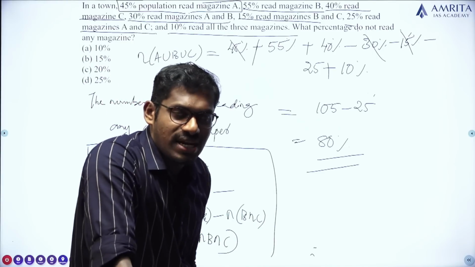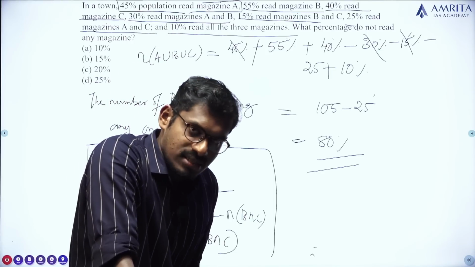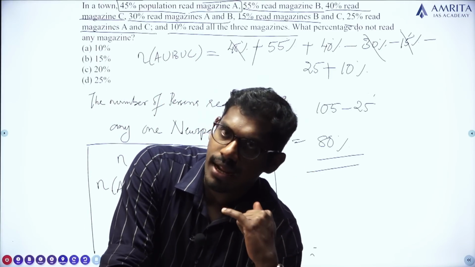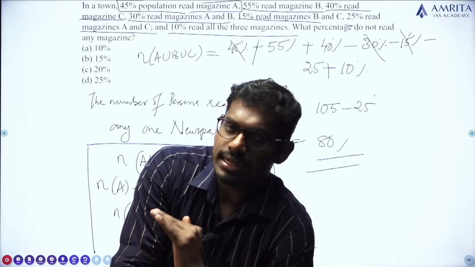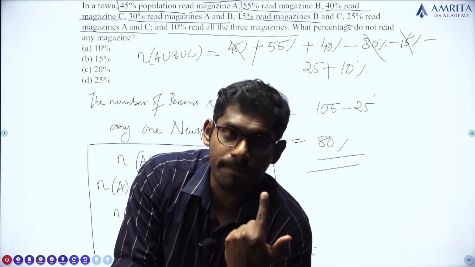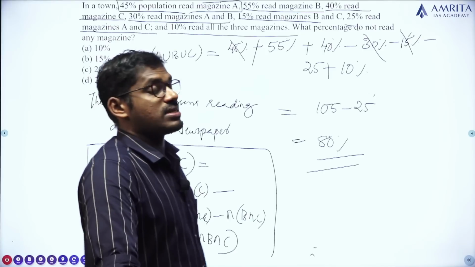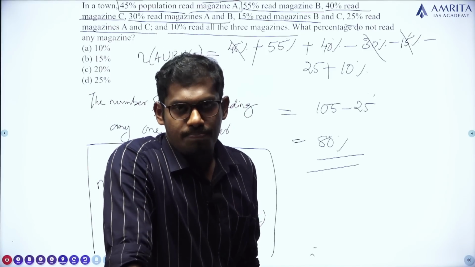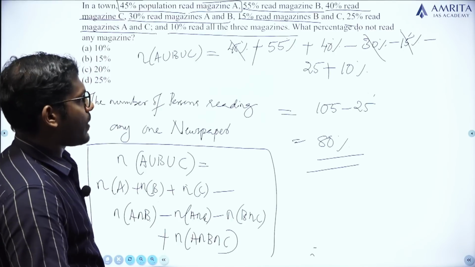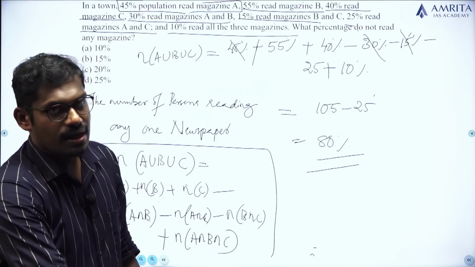So the number of people reading at least one newspaper, that is n of A union B union C, is obtained by adding the number of persons reading A, B, C, subtracting the number of persons reading two newspapers, that is A and B, B and C, and A and C, then adding the number of persons reading all three newspapers. Clear? Okay. So the final answer, the number of persons reading at least one newspaper, is 80%.